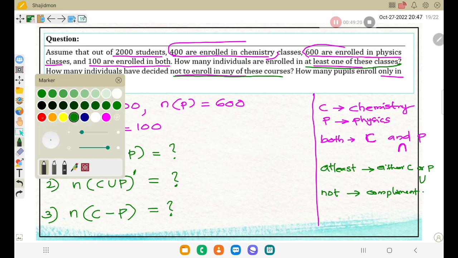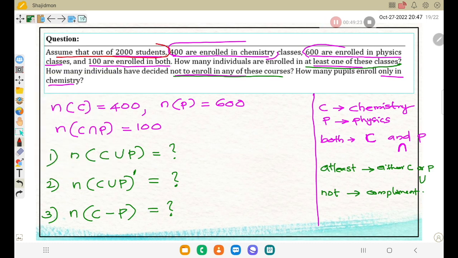Now keep in mind that one number is given. Assume that there are 2000 students in the beginning. 2000 students means the full set of students, so we call the number of the universal set 2000. Why do we say universal set? Because out of all these students, some are registered in chemistry and physics, and some are registered in other courses also. We have only mentioned physics and chemistry, which is why we take the universal set. Number of U equals 2000. Now let me answer one by one.